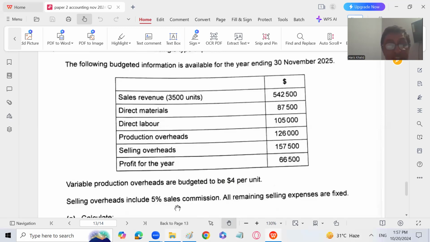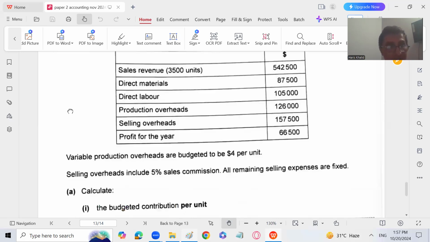Selling overheads include 5% sales commission. It means that selling overheads have a part of sales commission, which is a variable cost. So 5% sales commission means that 5% of sales is going to be your sales commission, and all the remaining selling expenses are fixed. The other selling expenses are going to be fixed.